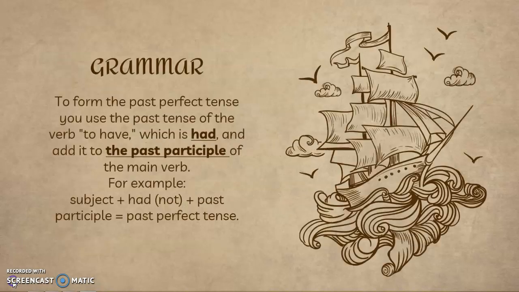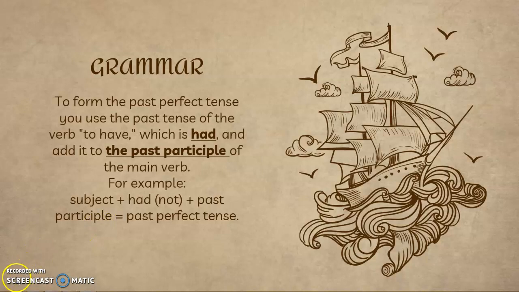So let's see. To form the past perfect, we need to take into account that we are going to use the verb have in the past. In this case, it is had. And of course, we need to add the past participle. Okay, for example, we need a subject. Had is going to be an auxiliary verb. We add not if it's a negative sentence, and then the past participle of the main verb.